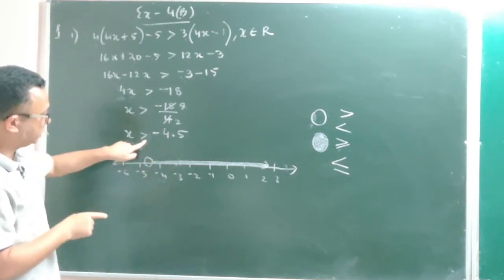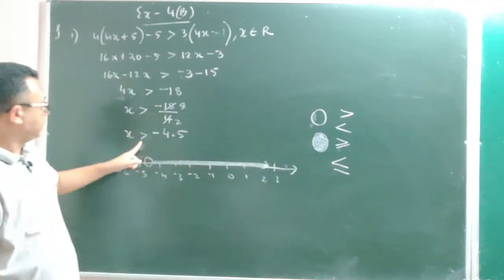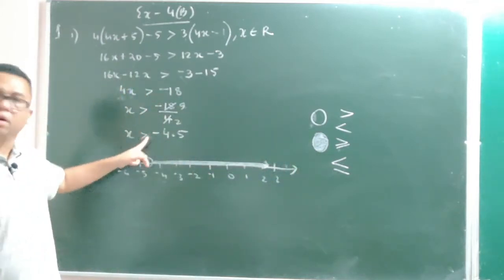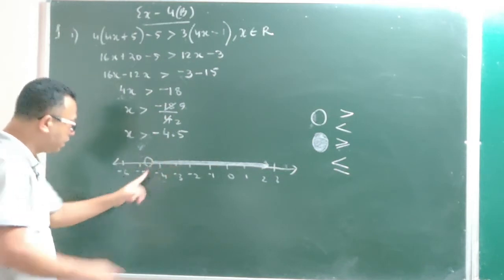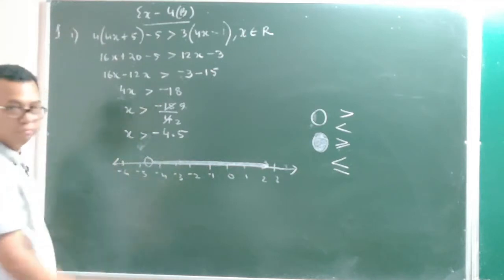Again I am repeating, sometimes I have to shade the circle. When I have to shade a circle, if there was an equal to sign, then I have to shade the circle like this. But since here there was no equal to sign, only greater than, or even if only less than was there, then I will make a hollow circle. Less than means I will go to the left side. I will make this arrow to the left side.